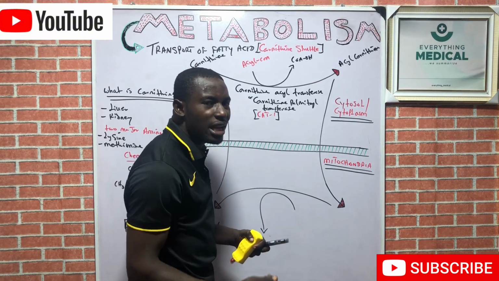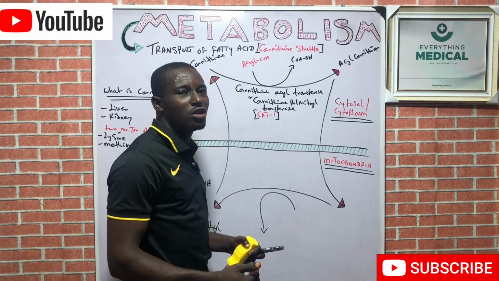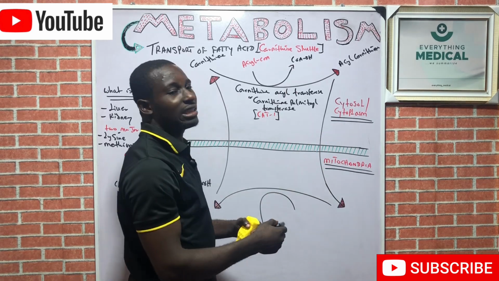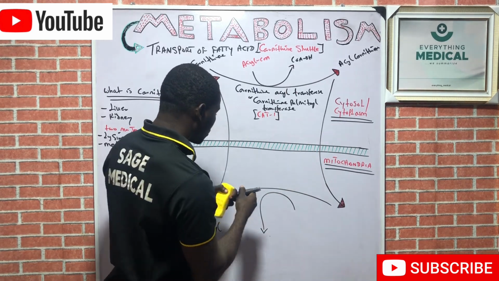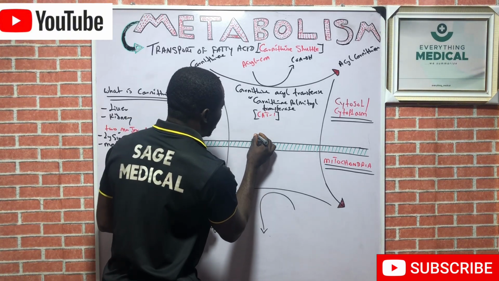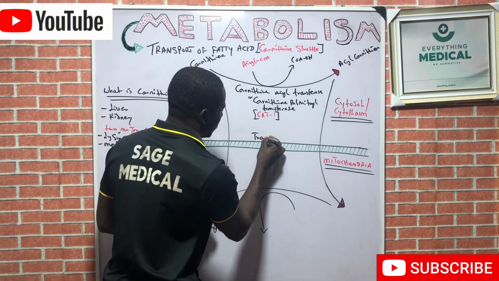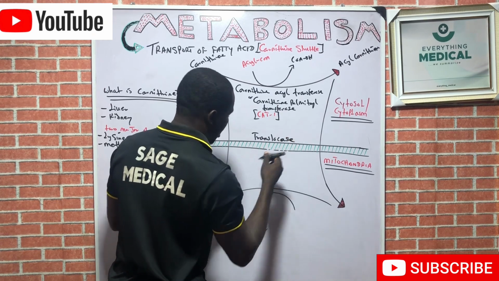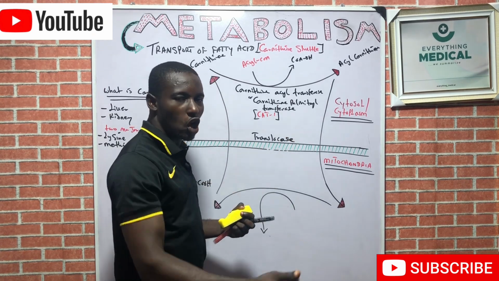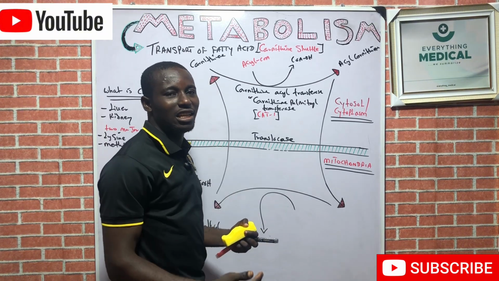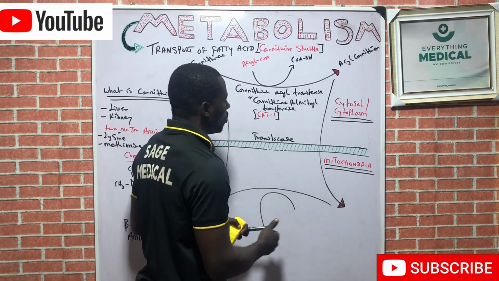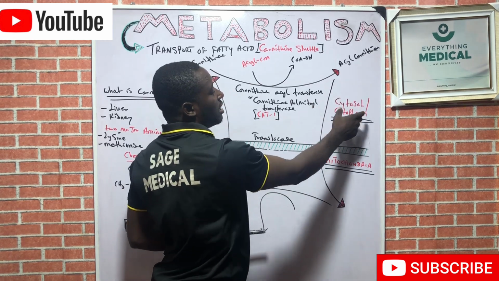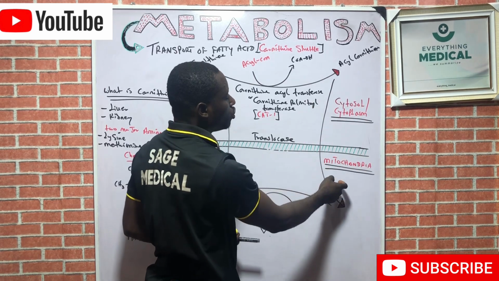another membrane carnitine exchange transporter called translocase will transport it from the cytosol to the mitochondria. That enzyme is called translocase enzyme. It is alternatively called carnitine acyl carnitine translocase. What is the work? It transports the acyl carnitine from the cytoplasm or the cytosol to the mitochondria.